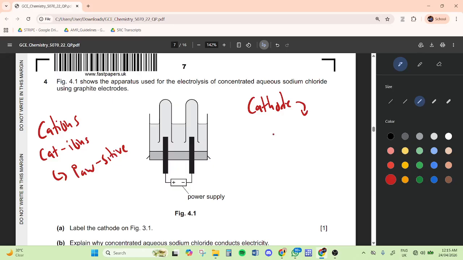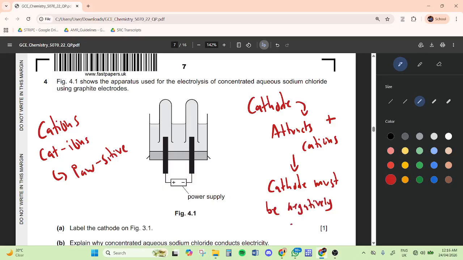Cathode attracts cations. So to attract cations, which are positively charged, the cathode must be negatively charged. So as a result, this is the cathode. Even though cations are positive, your cathode is going to be negatively charged.